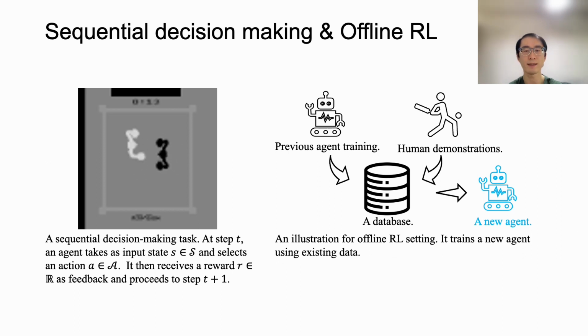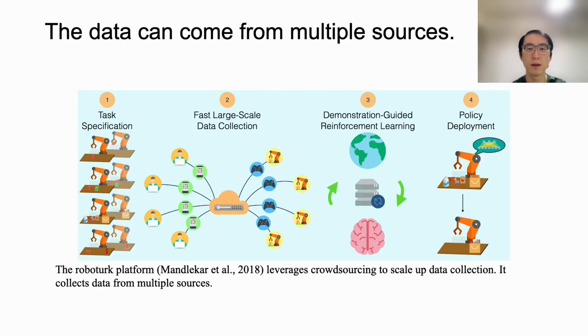Offline RL is a setting that develops agents using previously generated data. Suppose there is a database that stores data generated during previous agent training or human demonstrations. The goal of offline RL is to develop a new agent using these existing data, so as to reduce the cost of data collection. Let's talk more about the data in offline setting.